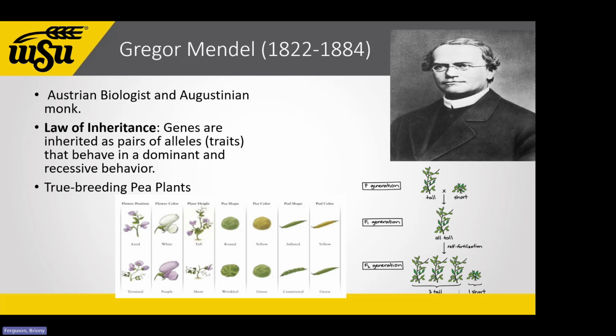So this idea that genes are inherited as pairs of alleles or traits that behave in a dominant and recessive way. Before this, people mostly just thought that you get exactly half of your DNA from your mom, half of your DNA from your dad, and it blends all willy-nilly, and there's really no way to determine what someone's going to look like or how things are going to create offspring. But this law of inheritance answered this question.